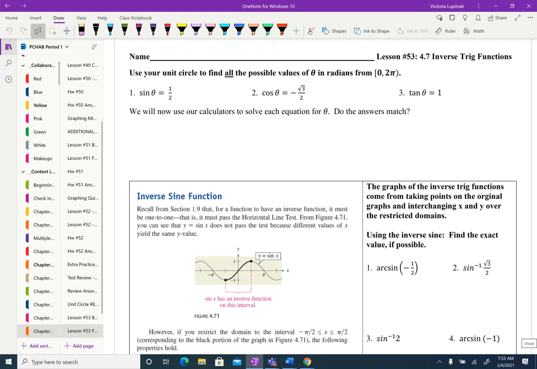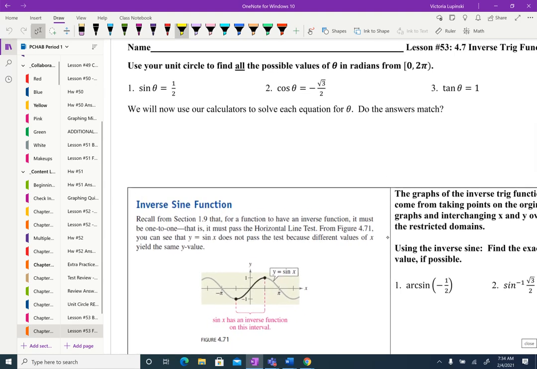Starting off with setting the scene here, and this is a little bit what we were doing yesterday: use your unit circle to find all the possible values of theta in radians from 0 to 2 pi. If I asked you to solve number 1, where is the sine of theta equal to positive 1/2? You would have to look at this equation and say a couple of things. I know that a sine is a y value. I know that this is a positive y value.